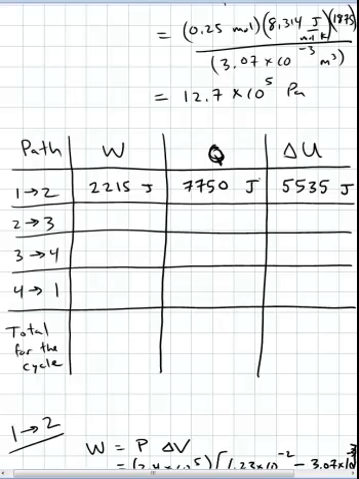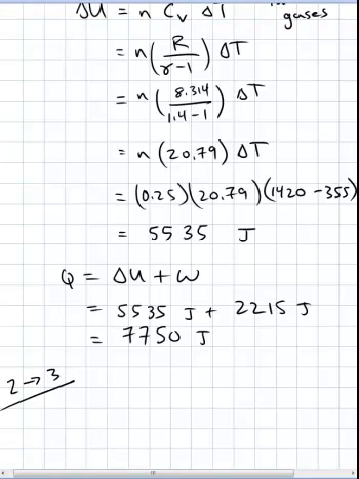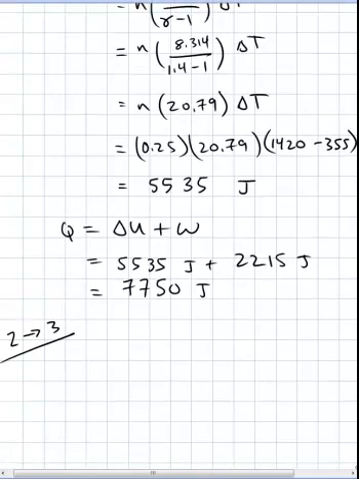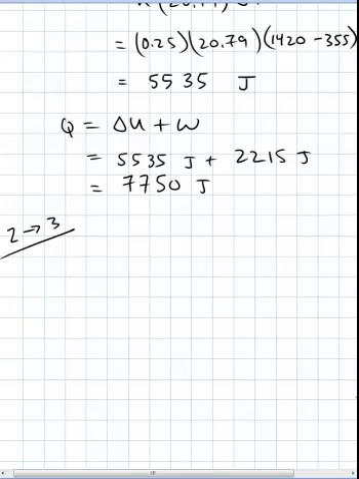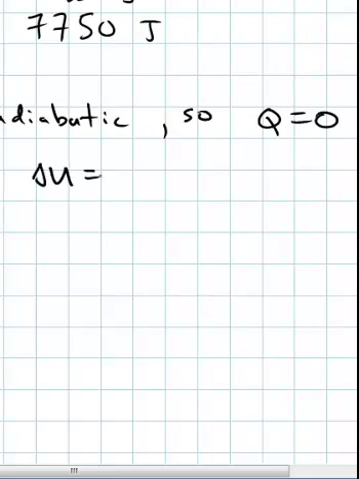Now let's go back and do the next leg from 2 to 3. This is our adiabatic process. And the definition of the adiabatic process is that Q is 0. And if Q is 0, then delta U is going to equal negative W.